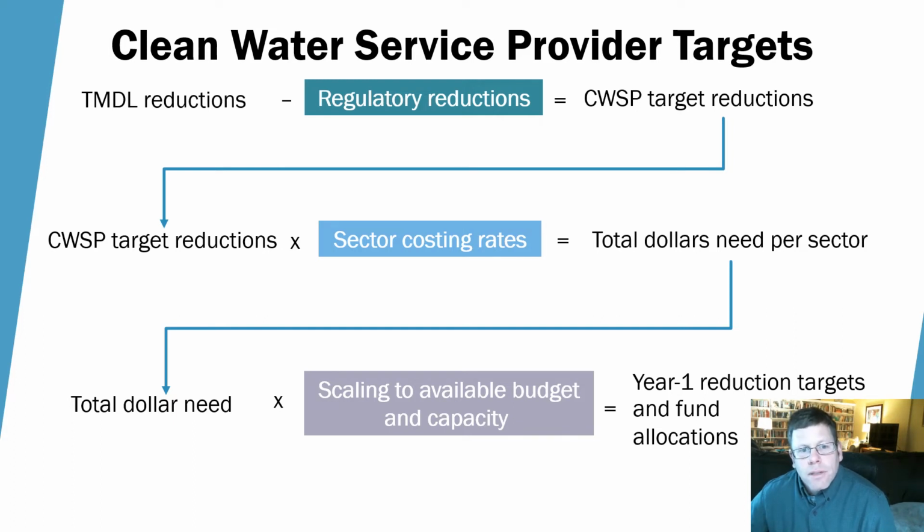The first step is to estimate the regulatory phosphorus reductions for the agricultural, stream, forest, and developed land sectors, and to subtract this from the TMDL phosphorus reduction targets to calculate non-regulatory phosphorus reductions for clean water service providers. We then multiply the clean water service provider phosphorus load reduction targets by sector costing rates to get the total clean water service provider costs. And finally, we adjust the targets and funding levels as necessary to align with the available funding and capacity for project implementation. Now I'm going to walk through each of these steps in greater detail.